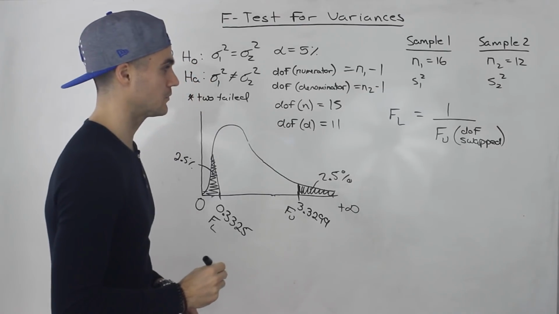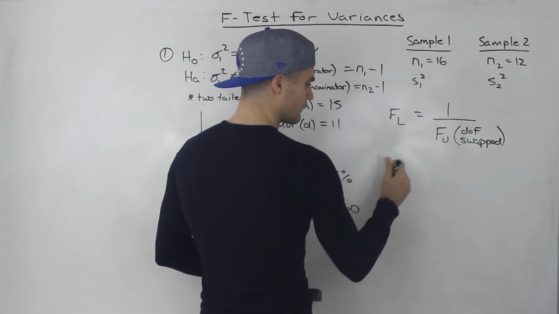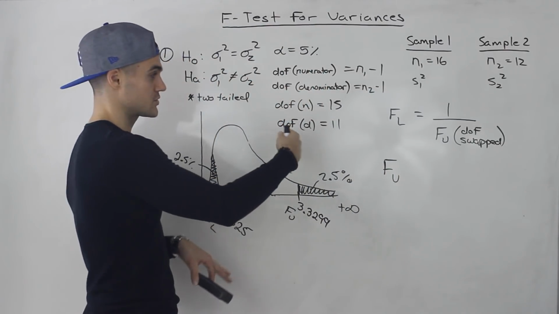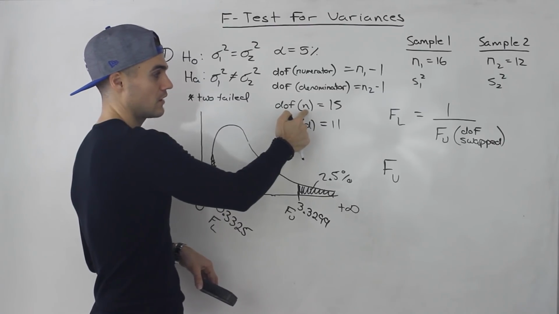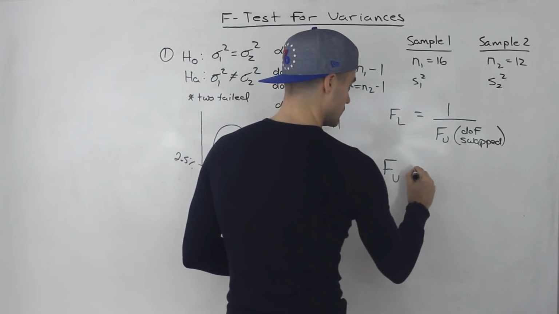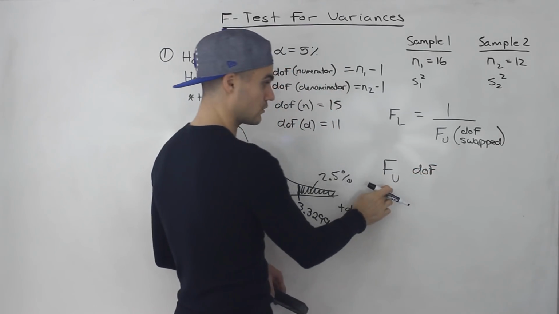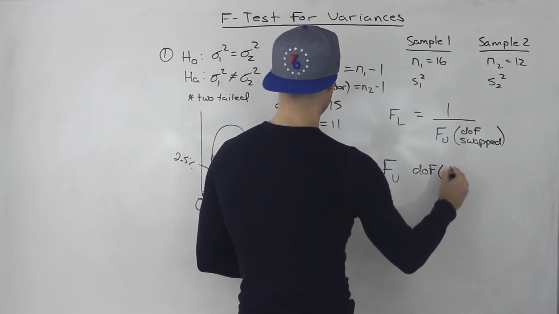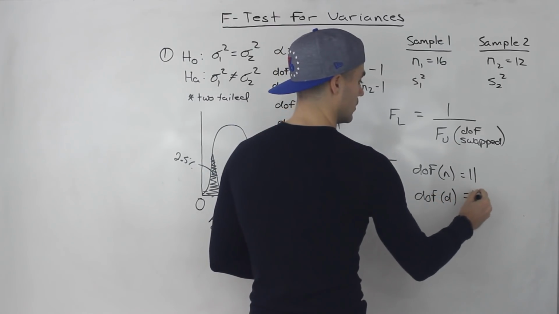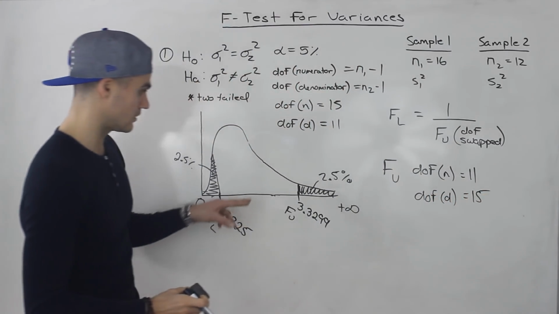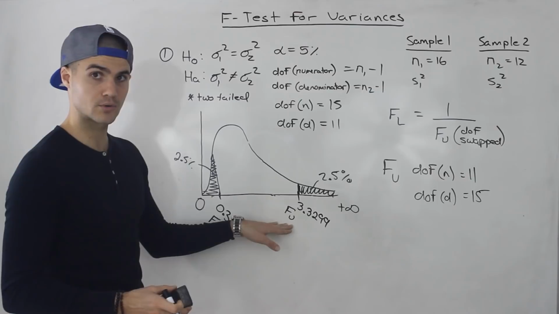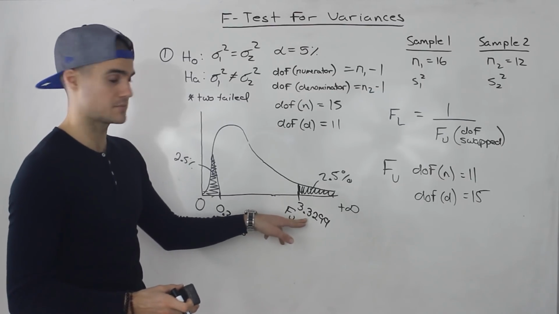All right, so a little bit weird, but what you want to find is the upper critical value if the degrees of freedom are swapped. So instead of the degrees of freedom of the numerator being 15, the denominator being 11, you want to swap them. So you want to find that upper critical value when the degrees of freedom of the numerator would be 11 and the degrees of freedom of the denominator would be 15, and still with that upper region of 2.5%. So you're going to get a different upper critical value here. It's not going to be this one. It's going to be different.